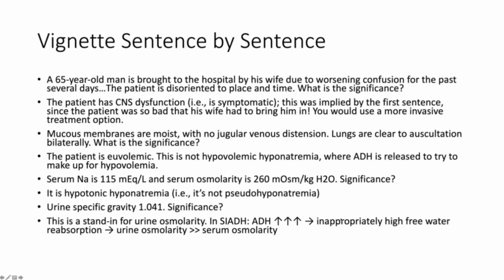So in SIADH, your ADH is really high, so you're reabsorbing tons of free water, so your urine osmolarity is much higher than your serum osmolarity. So this would be a really, really high urine osmolarity, like around 1200.